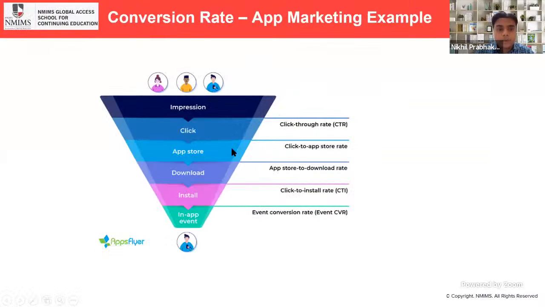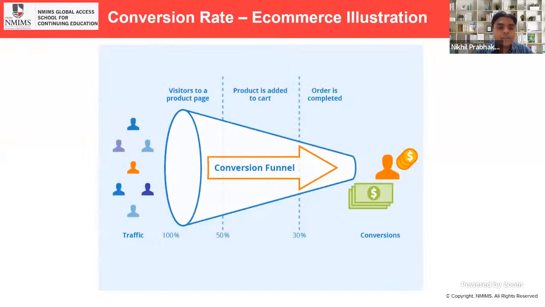Got it? Now, coming back to the conversion rate part, this is an example. So let's say visitors to a product page, product added to cart, and order is completed. So we can define how many people visited. Maybe out of that, 50% people actually added product to cart and 30% conversion happened. If 30% is happening, actually, it's a very huge number. Generally, the conversion rate on an e-commerce website will be less than 5%. That is, how 100 people come, less than 5 people actually make a purchase.